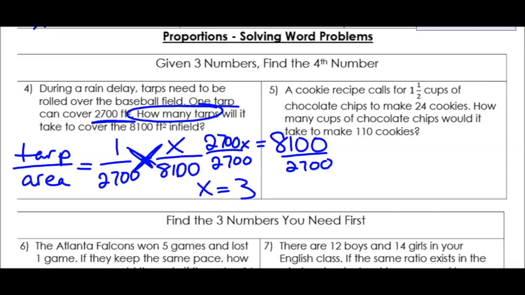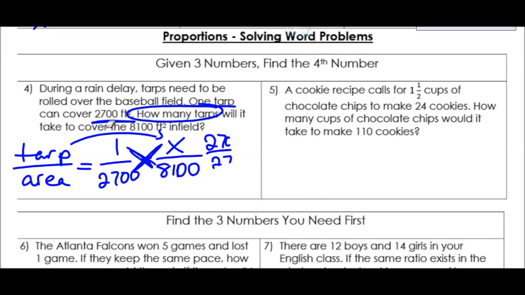You always want to think about, does that answer really make sense? Does 3 tarps make sense? That's what we found on the number on the top. That's talking about tarps. This is talking about 3 tarps. That does make sense. We're tripling the area, so it should take 3 times as many tarps. It's more area to cover. It should take more tarps.